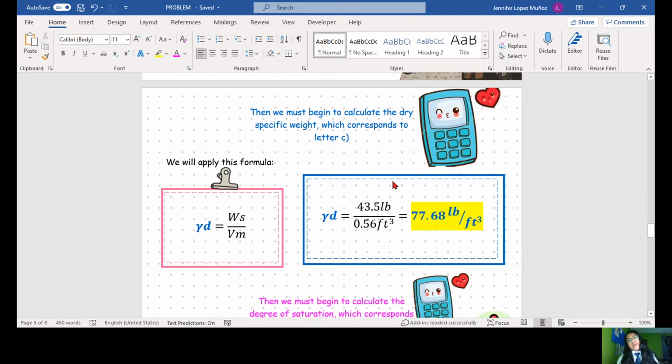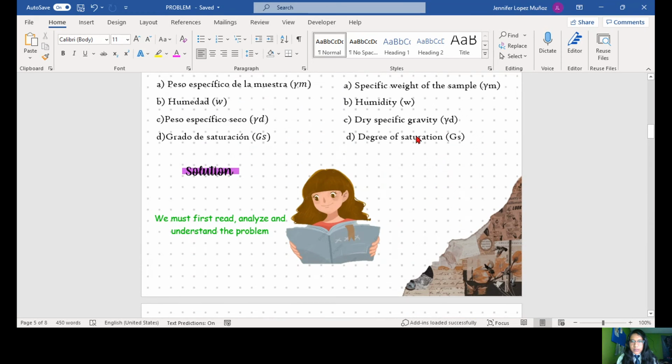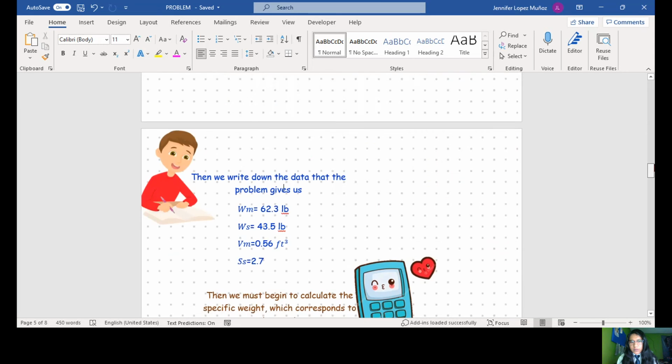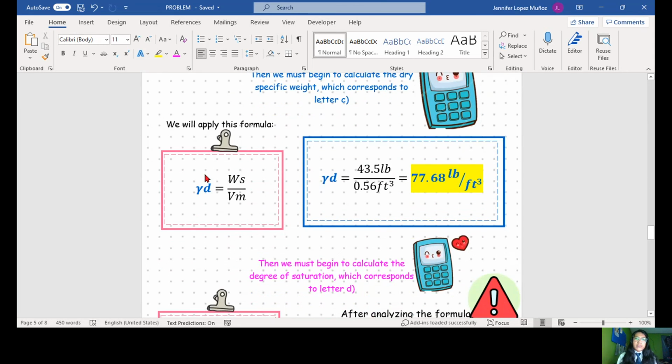Then we must begin to calculate the dry specific weight, which corresponds to letter C. Letter C asks us for the dry specific gravity corresponding to the letter gamma with D. In this case, we will apply this formula.